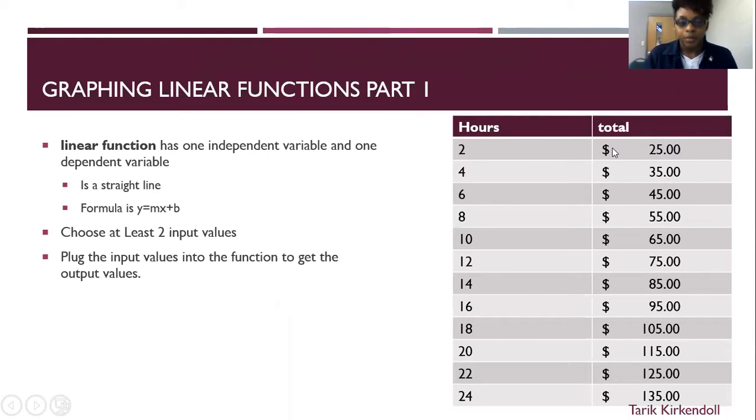So for starting at 2 hours, I would charge $25. For 4 hours, I would charge 35. For 6, I would charge 45. So I created a linear function, like an algebraic function for this. So I just created my own formula.